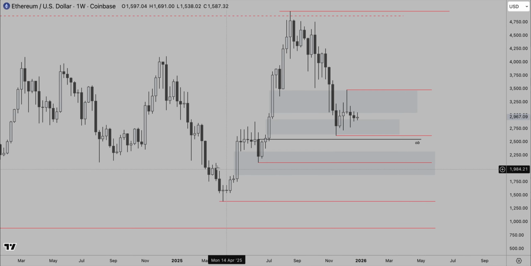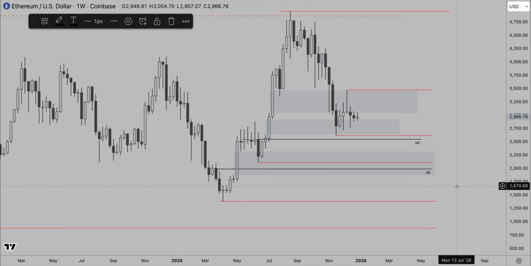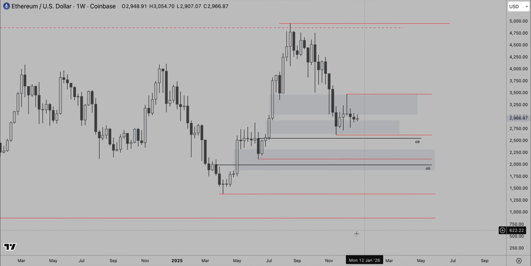And what else can we see? We've got an order block resting down here as well. So we can mark that on with a higher time frame order block. And last but not least, we have the dealing range from this low to this high, and then we have the monthly dealing range from this low to this high.